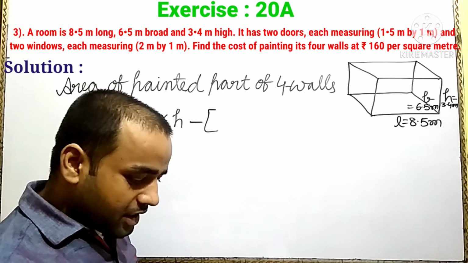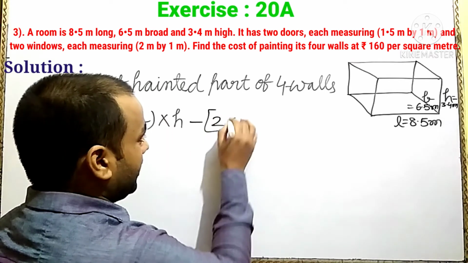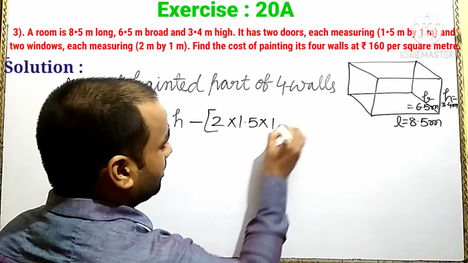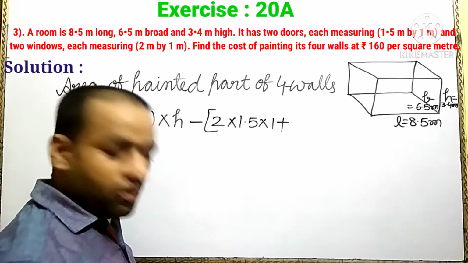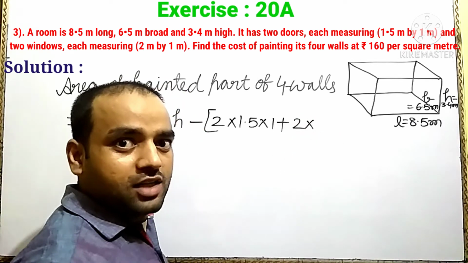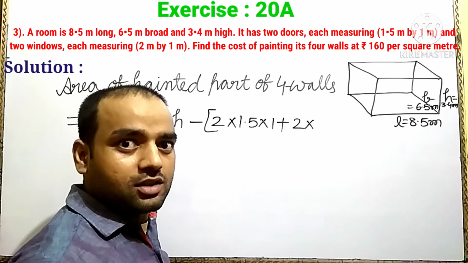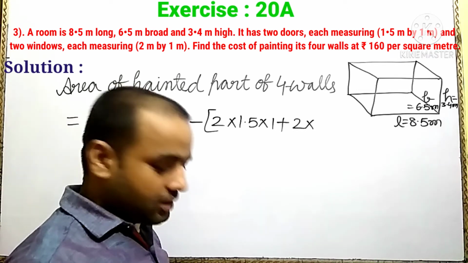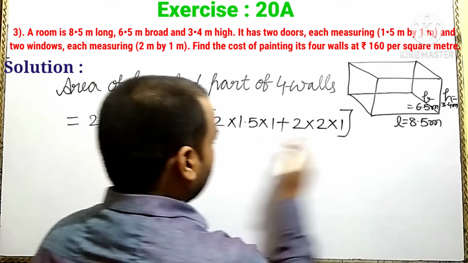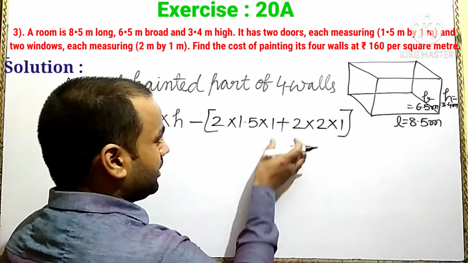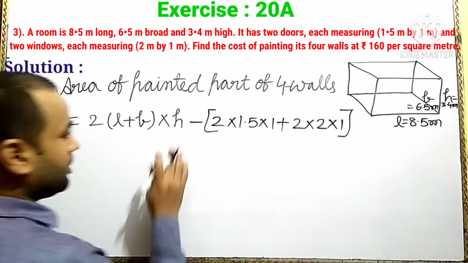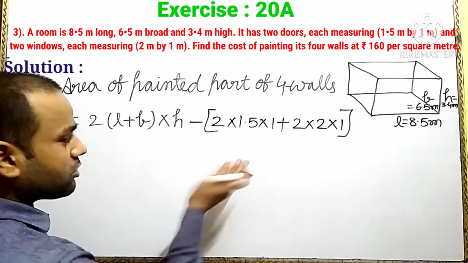How many doors are given? 2. And area, length into breadth, means 1.5 into 1, plus. How many windows? There are 2 windows. Generally the shape of windows is a rectangle, so area of rectangle is length into breadth. The area of windows, length into breadth, here given 2 into 1. Both areas we add and subtract from the complete area of 4 walls, so we find the required painted parts of 4 walls.